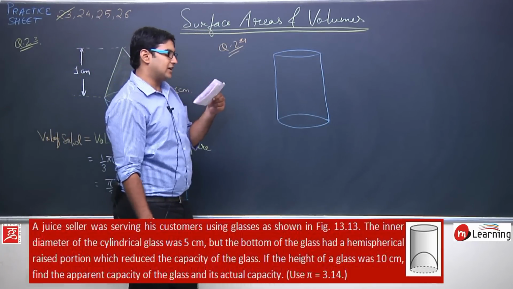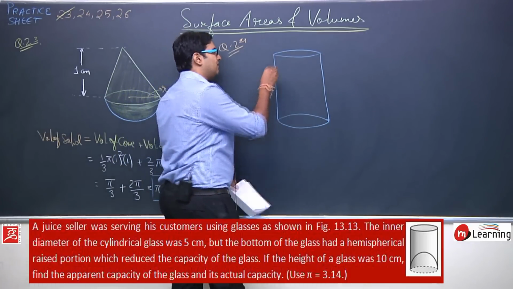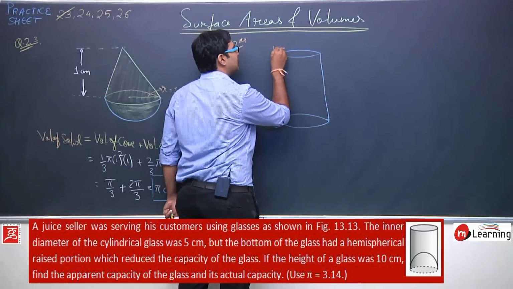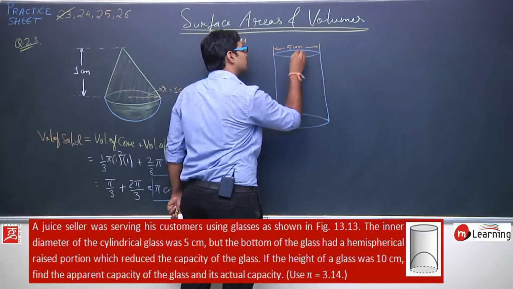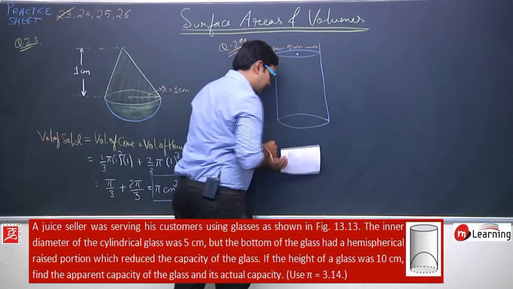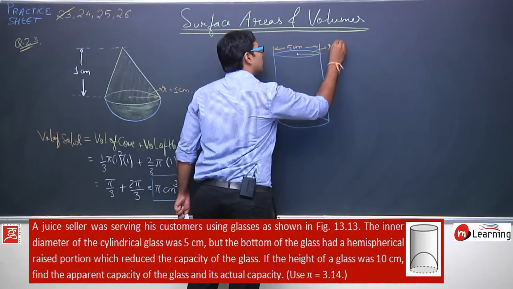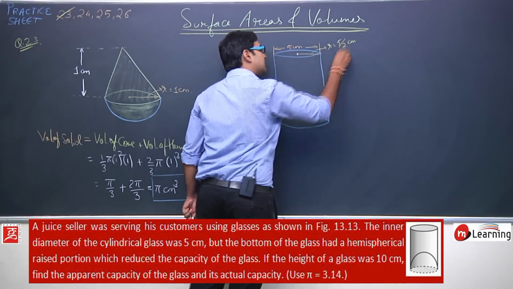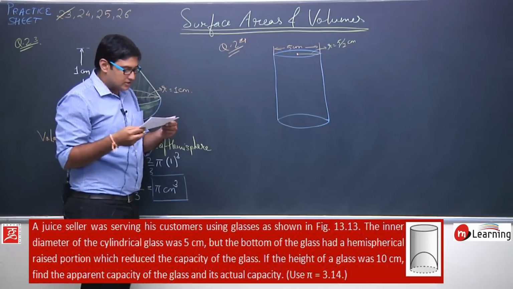It says the inner diameter of the glass was 5 centimeters. So the diameter of the glass, that is the inner diameter, is 5 centimeters. So what about the radius? The radius will be 5 by 2 centimeters. The radius of this glass is 5 by 2 centimeters.